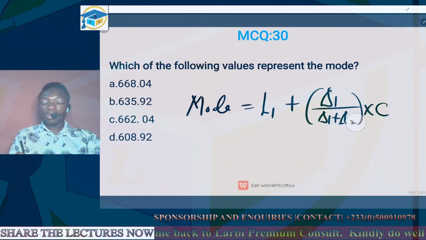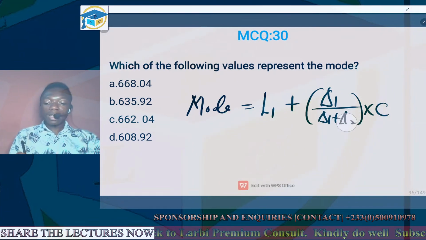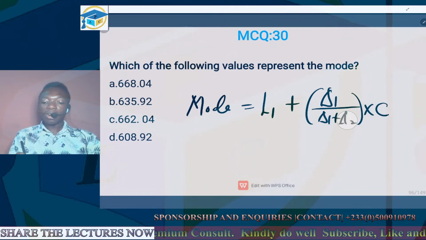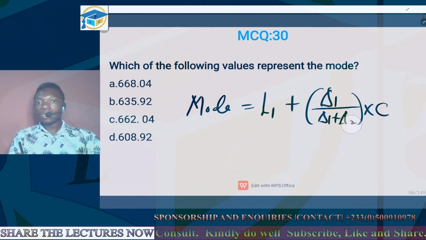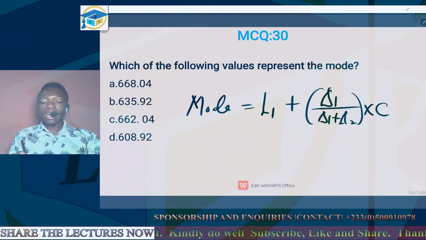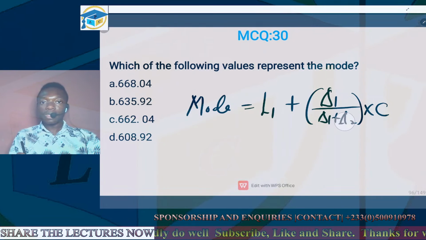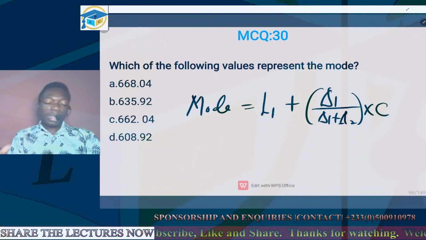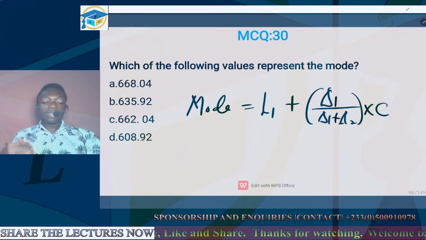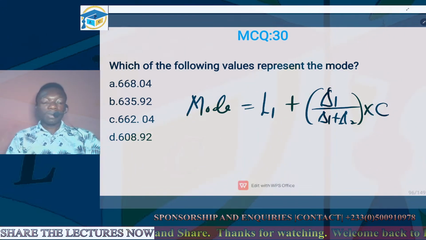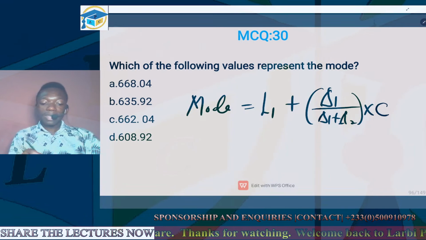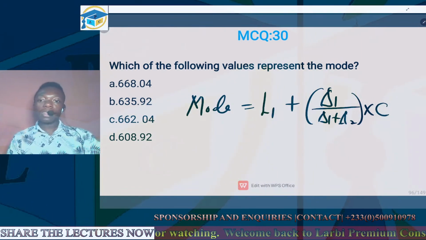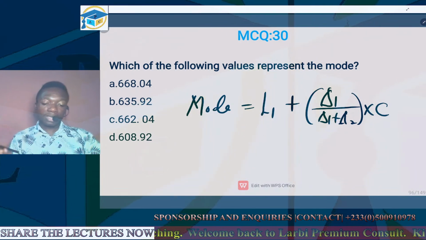And triangle 2 is the difference between the frequency of the modal class and the next succeeding frequency, that is, the frequency that comes after the modal frequency. So these are the two ways that you can see in other texts. If it's an MCQ type, you should calculate with both approaches so that you're good to go. But the rest, L1 and C, remain the same. So let's take note of these two approaches.